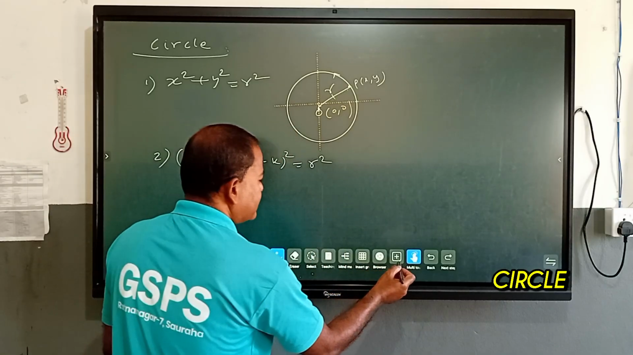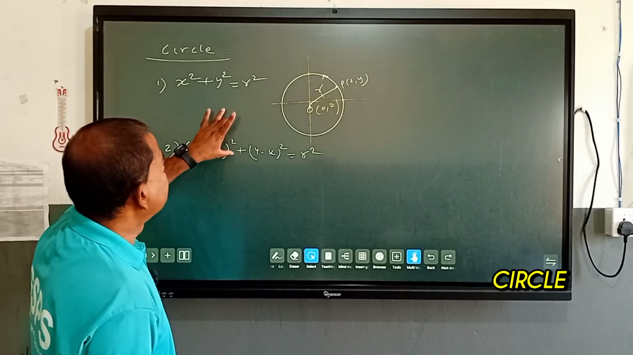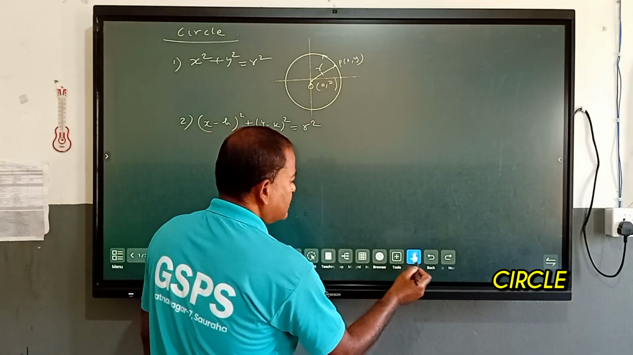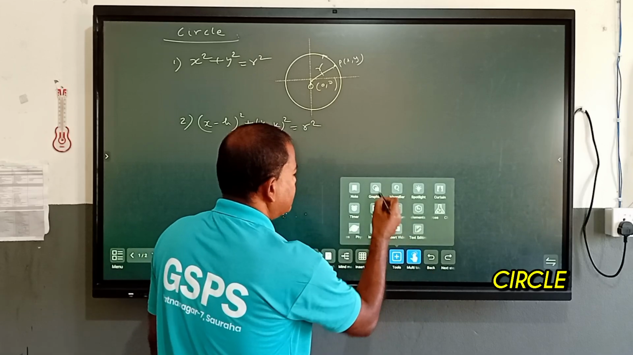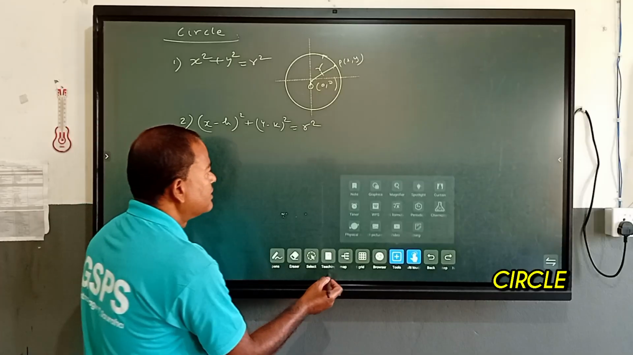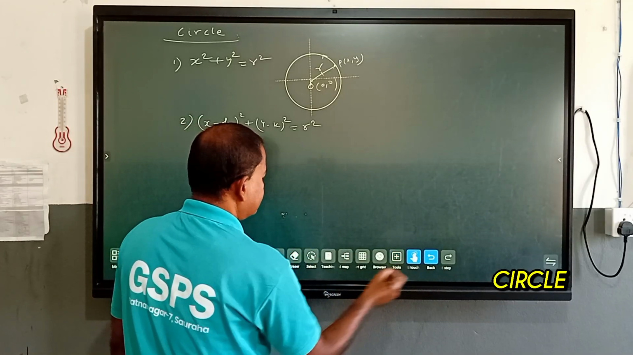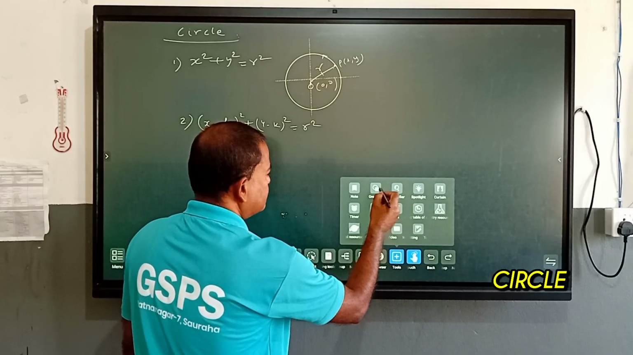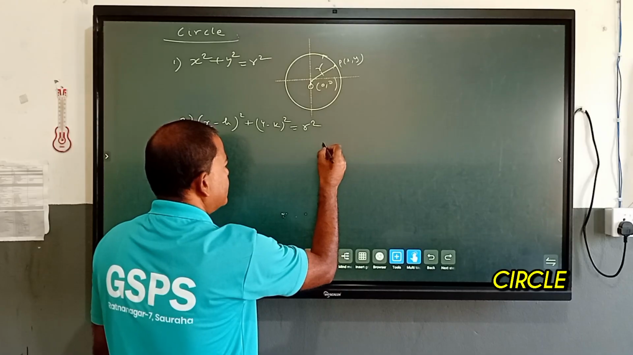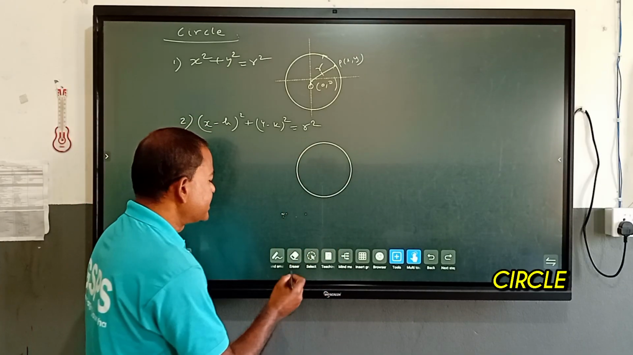So let's make the diagram. Dear students, the second equation of circle is known as the equation of circle in the central form. So let's make the diagram. The second equation of circle is known as the equation of circle in the central form.